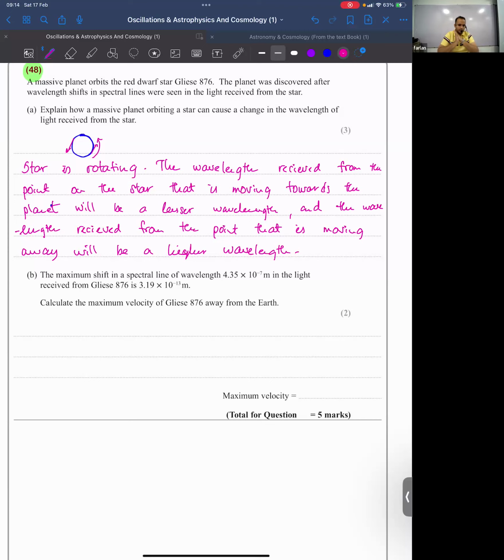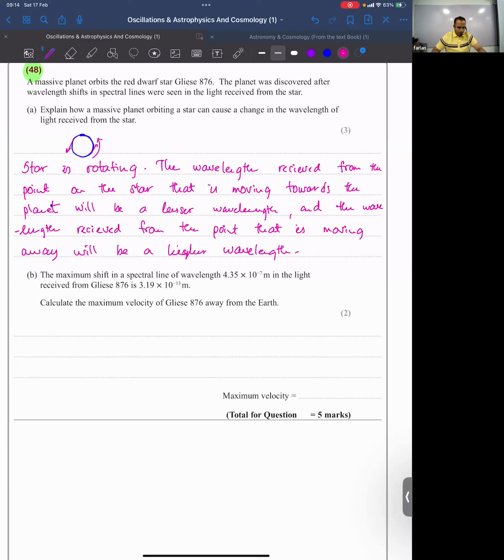Star is rotating. The wavelength received from the point on the star that is moving towards the planet will be a lesser wavelength. And the wavelength received from the point that is moving away will be a higher wavelength, according to the Doppler effect. Is that okay?